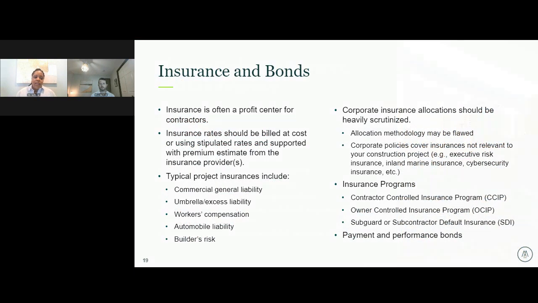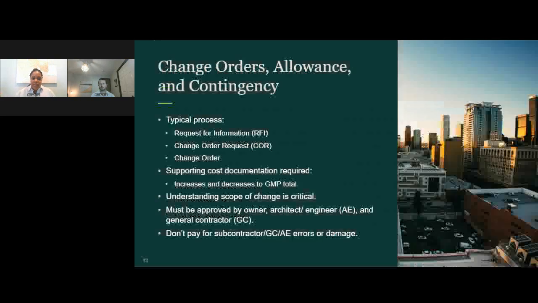I guess one thing that I didn't touch on, and it's not really written there, but as far as having logs and project records, we always recommend that there's a change order log, an allowance log, and a contingency log. Sometimes contractors will roll that all up into one, which is fine, as long as they're clearly specifying which belongs to which.